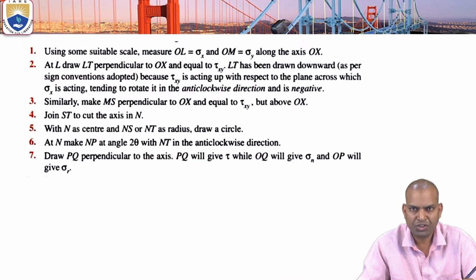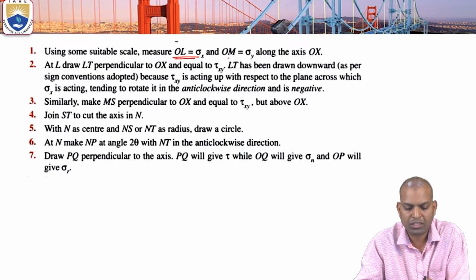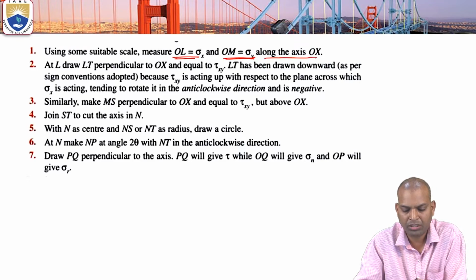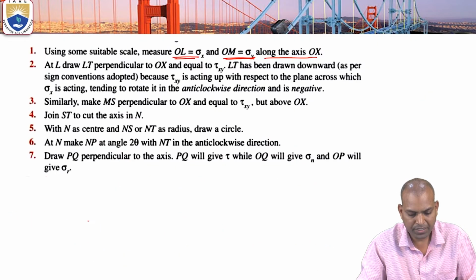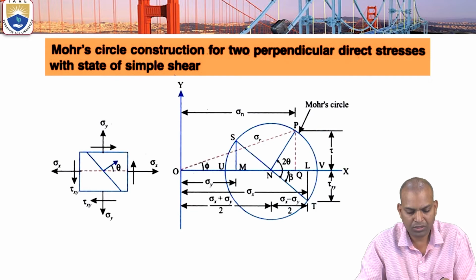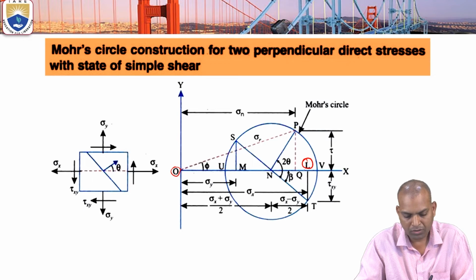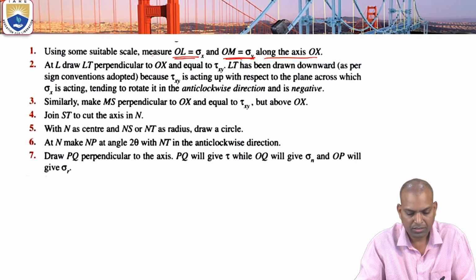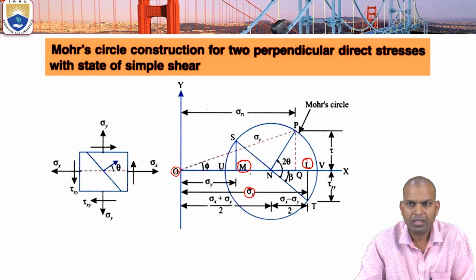So the steps are mentioned here. If you follow these steps, you can understand the Mohr circle procedure completely. These are the 7 steps of the procedure. The first step: use some suitable scale. Measure OL equal to sigma x and OM equal to sigma y along the axis OX. This is the point O, and this is L, OL equal to sigma x. And OM equal to sigma y.